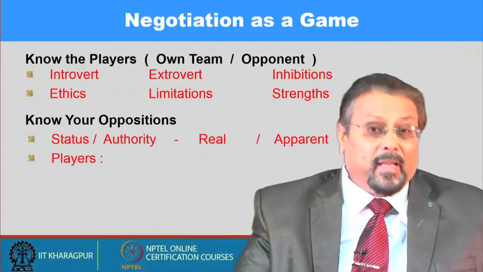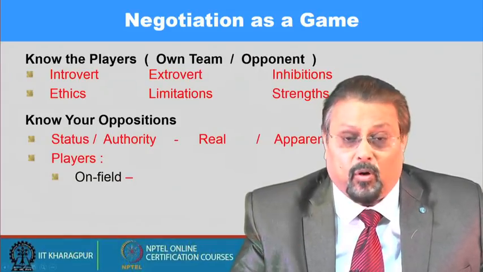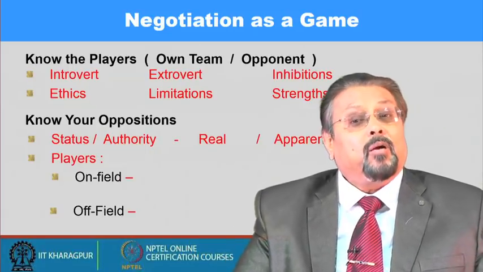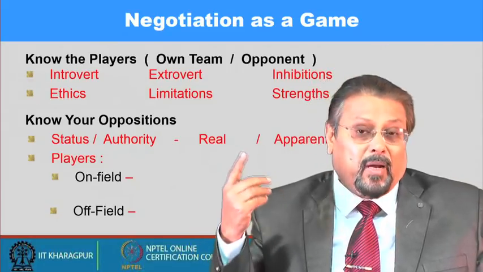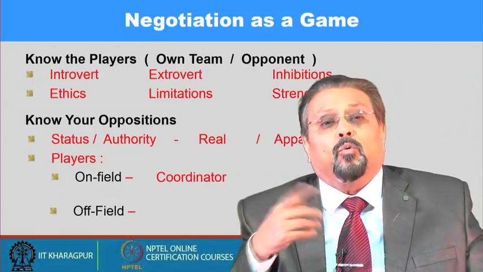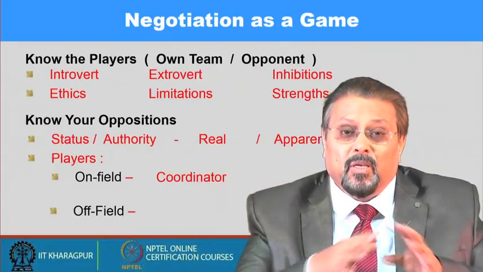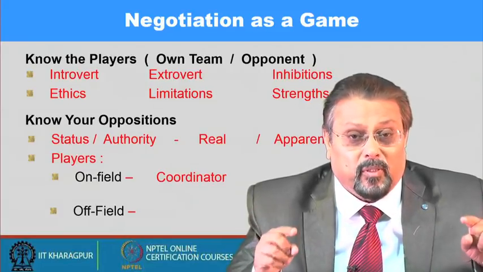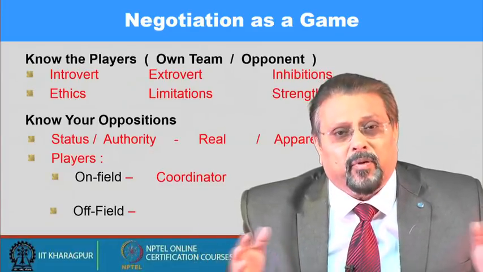Okay. So the players in your opponent group can be divided in 2 categories. One is on-field and the other is off-field. On-field people are those who are sitting in front of you. Off-field people are those whom you are not meeting, but they are giving some information to this particular team from the background. The on-field coordinator is calling for the meetings and making everybody sit together for negotiation. He is working on the schedule, working on the protocols, inviting all the members, and also declaring which members of your team are going to come, and everything.